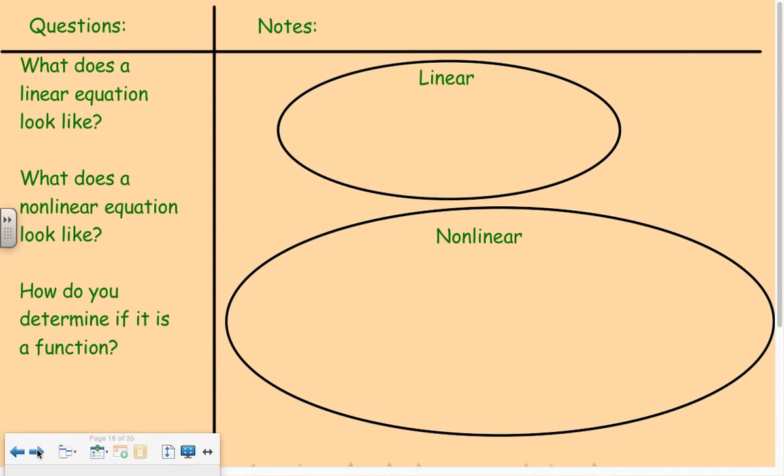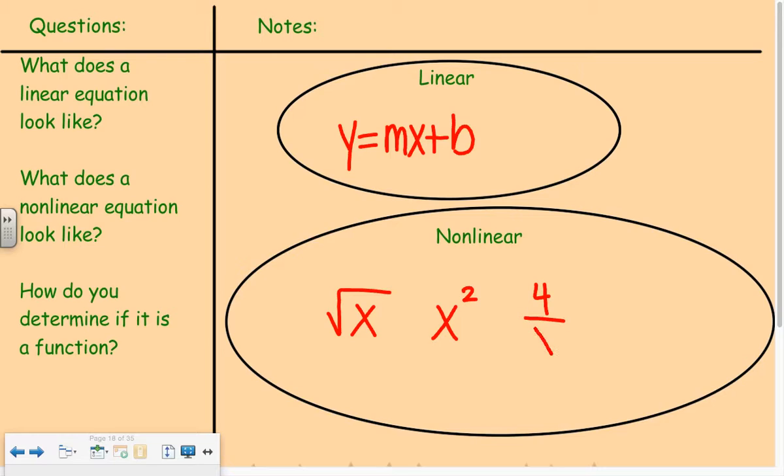All right, so what does a linear equation look like? What does a nonlinear equation look like? And how do you determine if it's a function? Well, a linear equation is always going to look like slope-intercept form, mx plus b. A nonlinear equation can have square roots, exponents, fractions with a variable on the bottom, or absolute value. It is a function if it passes the VLT. Summary.